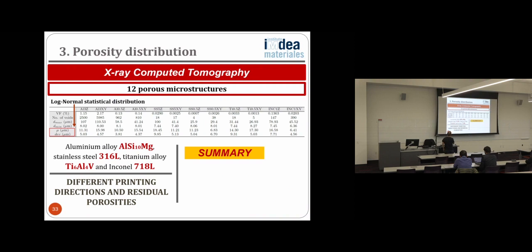So here we are talking about aluminum printed in a certain direction, let's call it direction Z, aluminum printed in direction perpendicular to the plane XY. This is aluminum printed with different printing parameters along direction Z, and so on, okay? And this is stainless steel, titanium, Inconel, and so on.